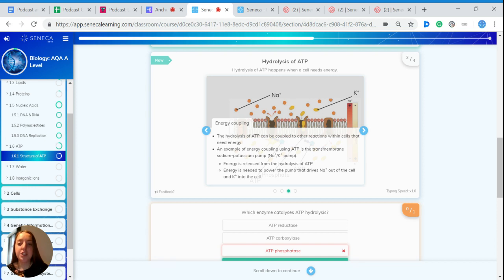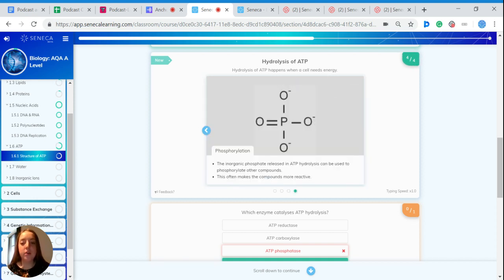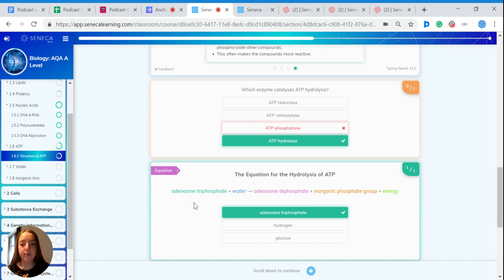An example of energy coupling using ATP is the transmembrane sodium potassium pump. Energy is released from the hydrolysis of ATP, and energy is needed to power the pump that drives sodium ions, which is Na+, out of the cell, and potassium ions, which are K+, into the cell. The inorganic phosphate released in ATP hydrolysis can be used to phosphorylate other compounds, and this often makes the compounds more reactive.